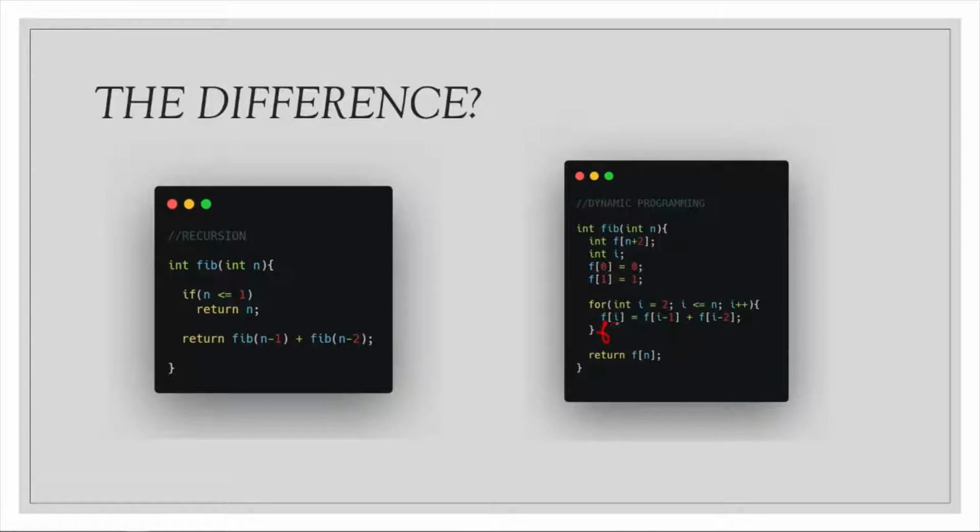So f of 2 will be equal to f of i minus 1. In this case, it will be 1, and f of i minus 2. In this case, it will be just 0, which will be equal to 1 plus 0 equal to 1. F of 2 is equal to 1, sorry. And similarly, for different n, the solution will be different.